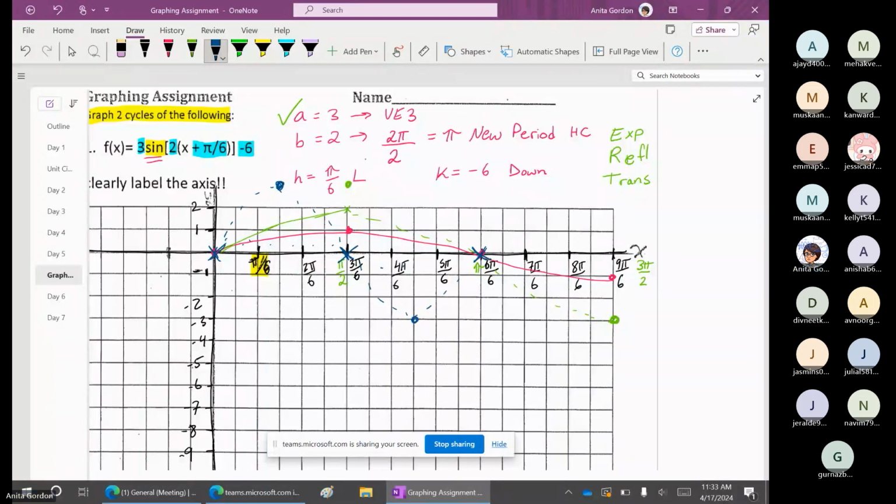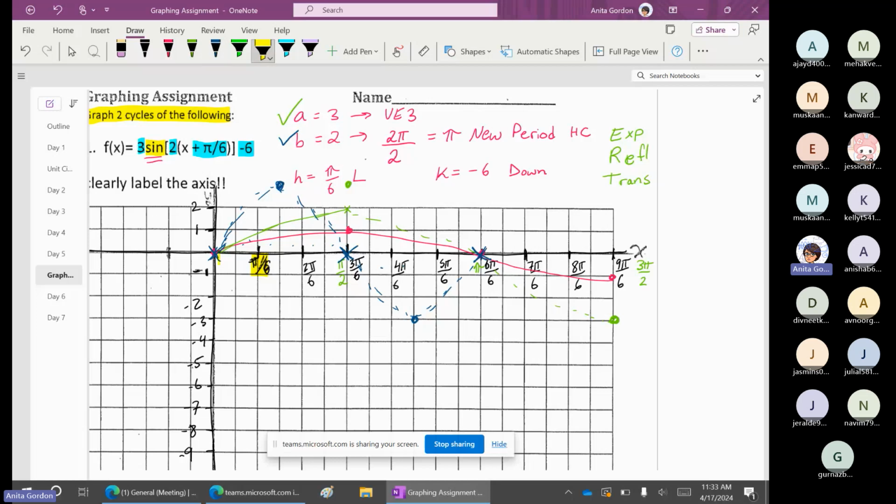Okay. So now this blue line is a vertical stretch and a horizontal compression. So A value and B value done. The last thing I need to do is translate it, right? Because there's no reflections. I don't have any extra negative signs here. So I'm going to do the translations kind of all together.